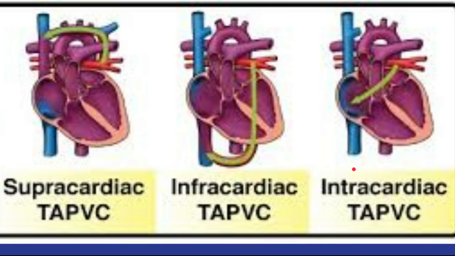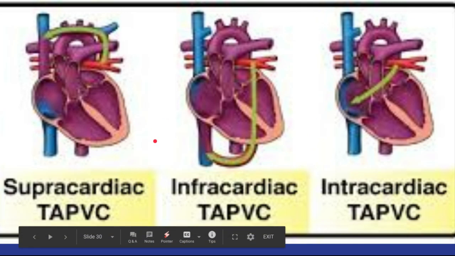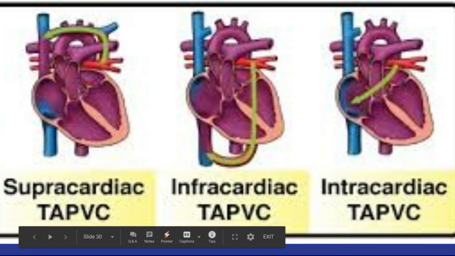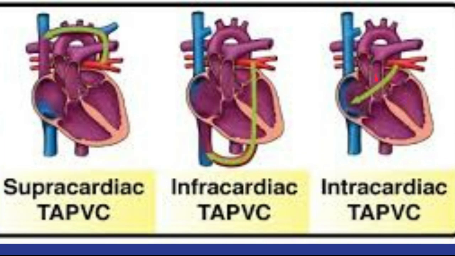Then the next condition is total anomalous pulmonary venous connection, which presents with increased pulmonary blood flow. There are three types of TAPVC: supracardiac, infracardiac, and intracardiac. In supracardiac, pulmonary veins open into the superior vena cava. In infracardiac, pulmonary veins open into the inferior vena cava, and in intracardiac, pulmonary veins open into the coronary sinus or sinus venosus.